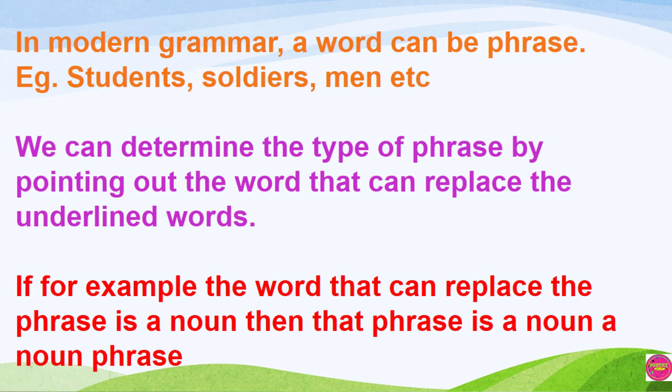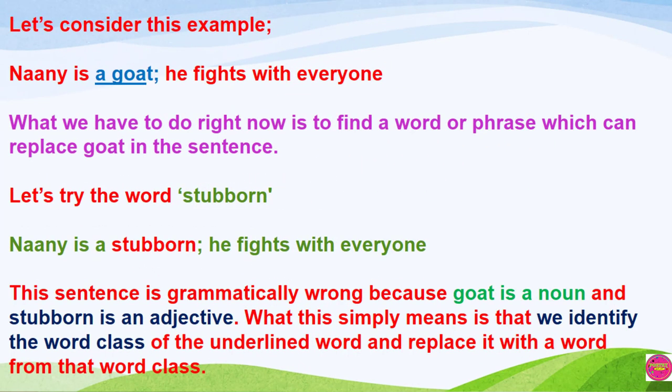We can determine the type of phrase by pointing out the word that can replace the underlined words. If, for example, the word that can replace the phrase is a noun, then the phrase is a noun phrase. Let's consider this example. Nanny is a goat. He fights with everyone. What we have to do right now is to find a word or phrase which can replace goat in the sentence. Nanny is a goat. The underlined expression is a goat. Let's try the word stubborn.